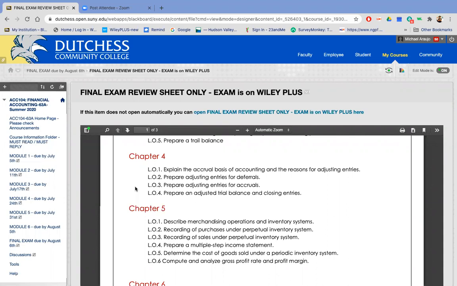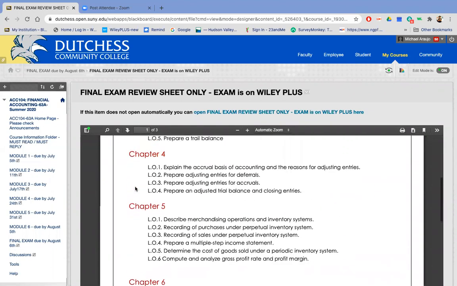Now, because half of the class was dedicated literally to the first 4 chapters of this book, half the final exam is also dedicated to the first 4 chapters of this book. So when you do get to the final exam, you will notice that about half of the questions are from these first 4 chapters. Okay.